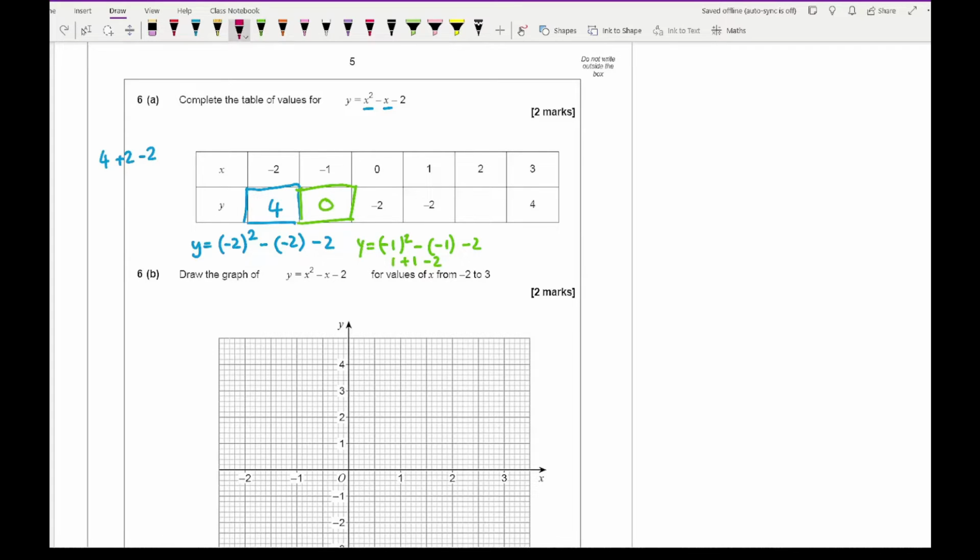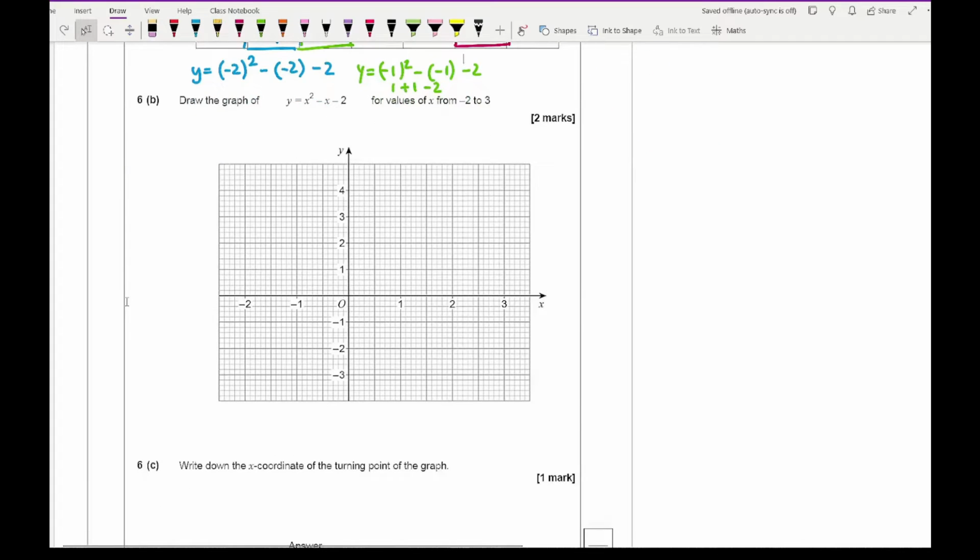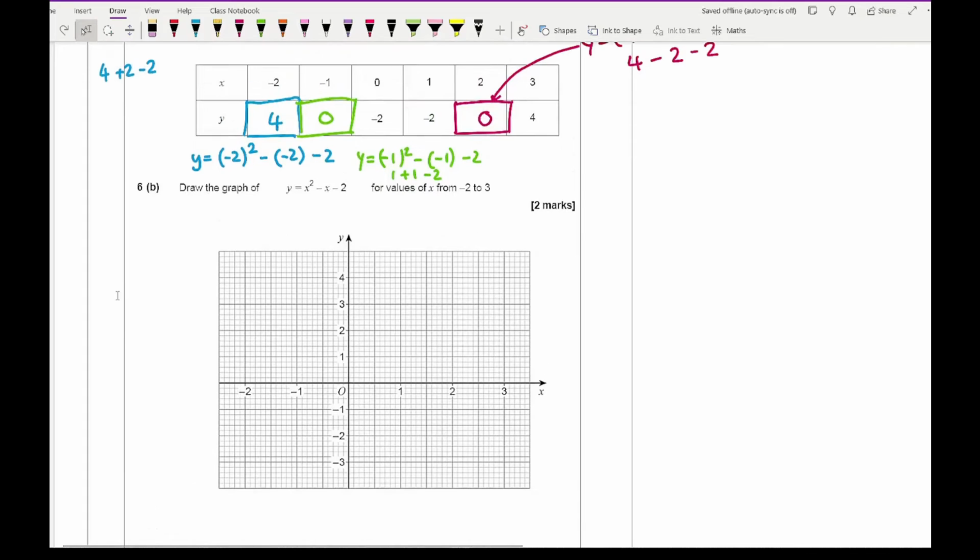Then for the third one, we're substituting in positive 2, so that becomes y equals 2 squared minus 2 minus 2, which becomes 4 minus 2 minus 2, which becomes 0. Then for question 6b, it says draw the graph of y equals x squared minus x minus 2. For this, all we need to do is plot the coordinates that we've done in the table of values.